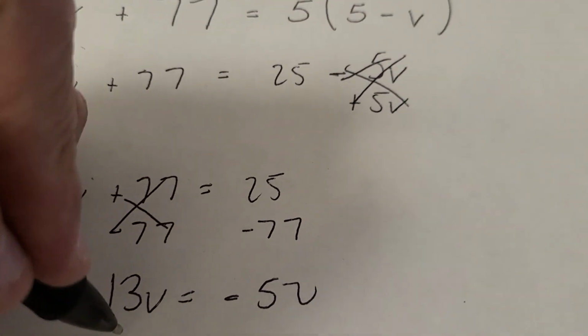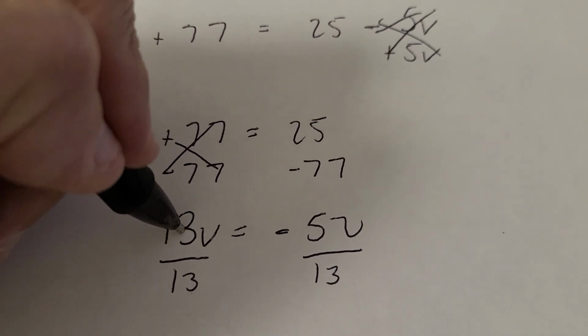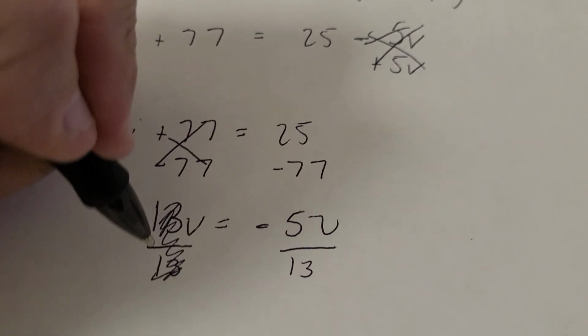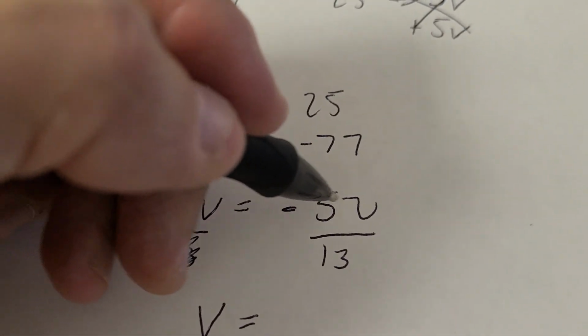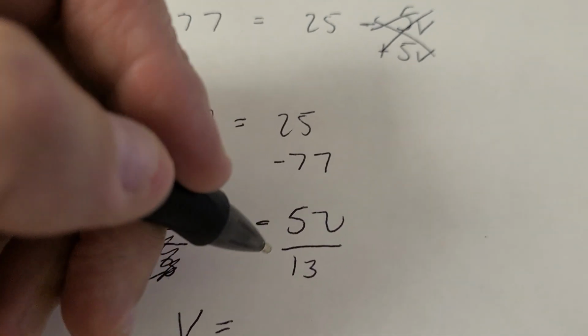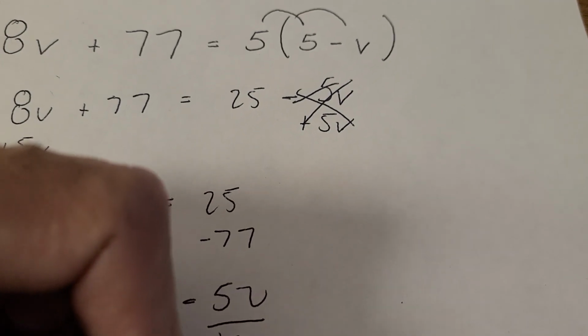Now I'm going to divide both sides by 13. These are gone, all gone. That's why we did it. And so v by itself, v is equal to, now on your calculator, take 52 divided by 13, and you get negative 4. And we'll circle our answer.